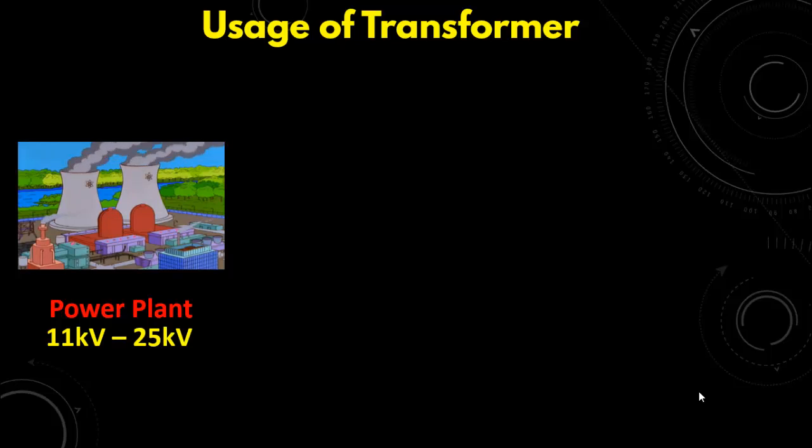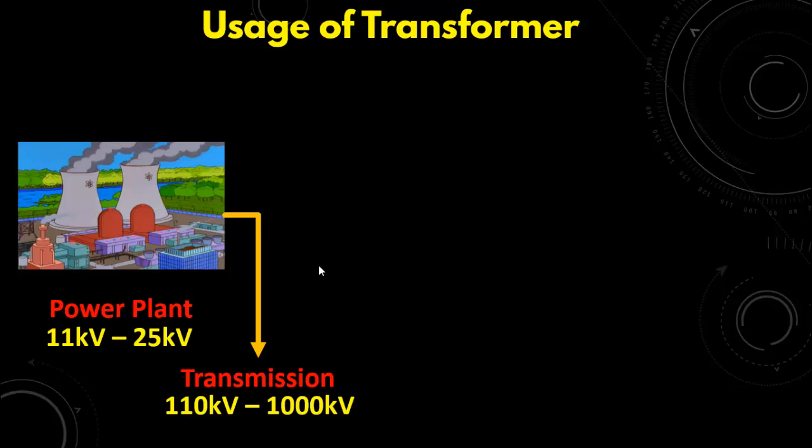So let us start by first going to the generating station in which the electricity is produced. The level of electricity at the generating station ranges between 11 kV to 25 kV. This voltage level has to be stepped up in order to transmit over long distances in order to avoid transmission losses. So what we do, we use the transformer to step up this voltage from 25 kV to 110 kV up to 1000 kV. So this is the transmission voltage.